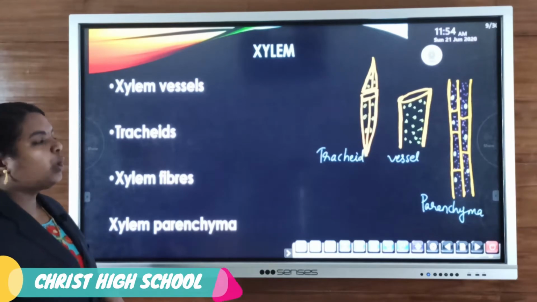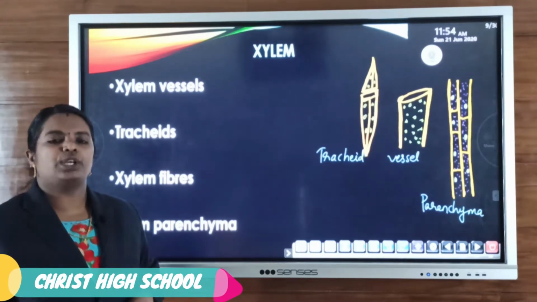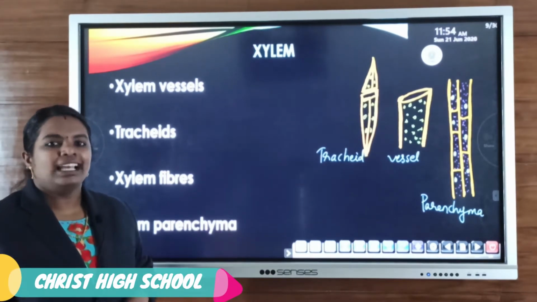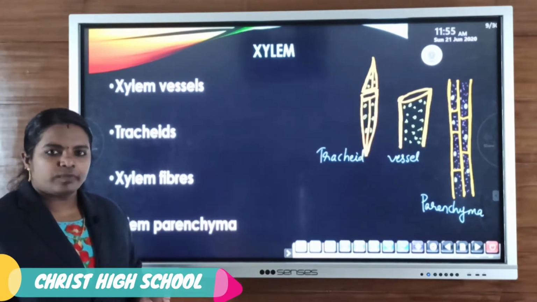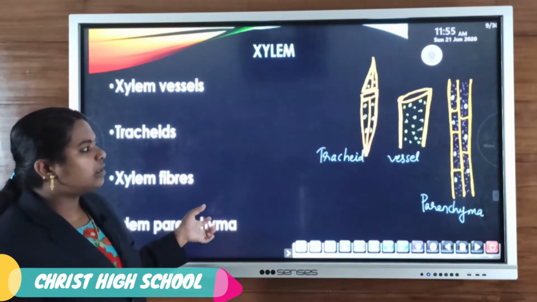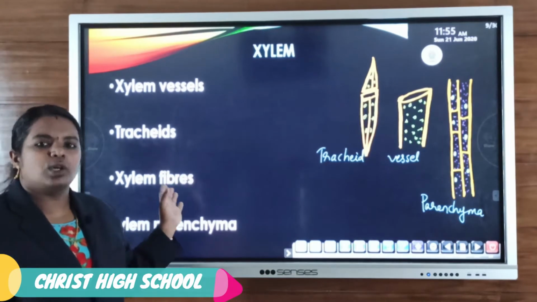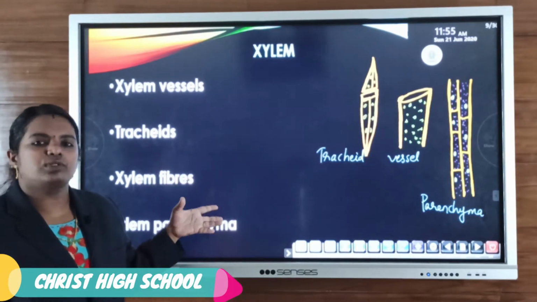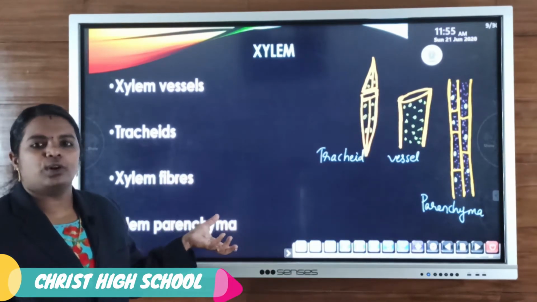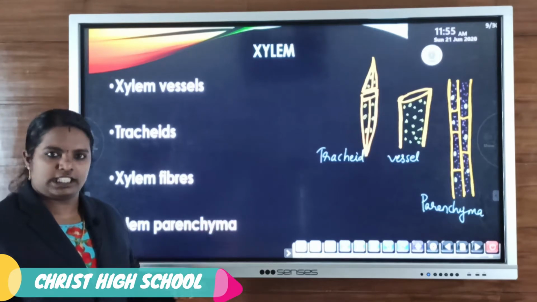Let's discuss complex permanent tissue. Complex permanent tissue means they are permanent tissue, but it comprises different types of cells, more than 2 types of cells. Maybe 2 or 3 or 4 types of cells are present in it.